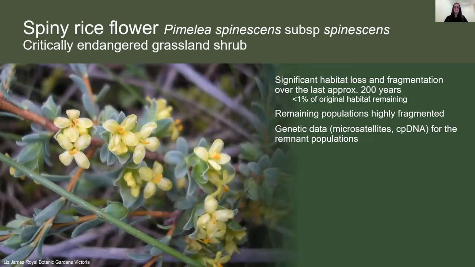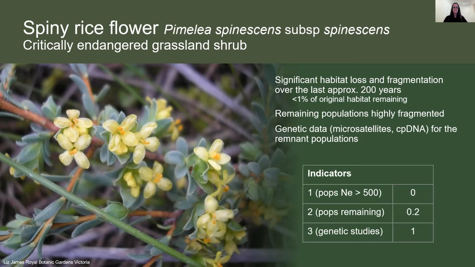The next example is the spiny rice flower, which is a critically endangered grassland shrub. The species has had significant loss of habitat over the last 200 years, and what remains is very fragmented. There have been genetic studies of this species as well, including microsatellite and chloroplast DNA studies. So the indicators for this species are again 0 for indicator 1, 0.2 of populations remaining, and 1 for genetic studies being conducted.